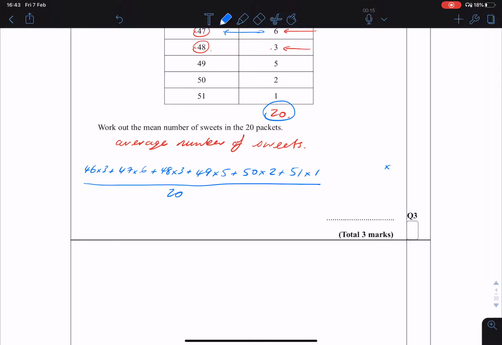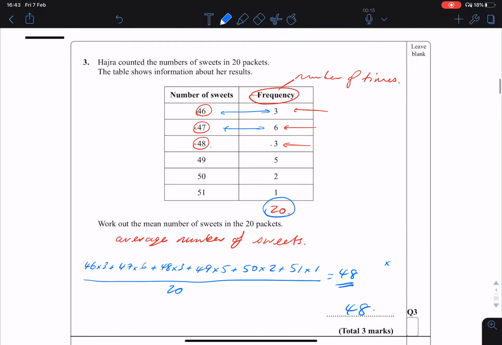And then using our calculator, ooh, this is a long calculation, 46 times 3 plus 47 times 6 plus 48 times 3 plus 49 times 5 plus 50 times 2 plus 51 times 1, all divided by 20, and I get the answer 48. So the answer is 48.